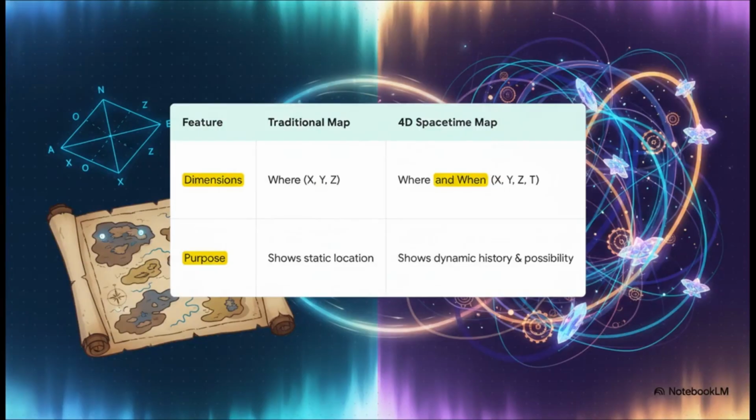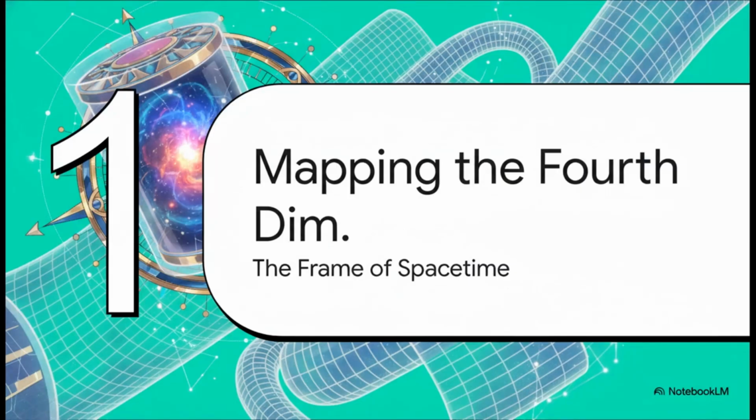Okay, to really get our heads around this, let's put it side by side with a regular map. Your typical map tells you where something is. That's your X, Y, and Z coordinates. It's basically a snapshot, frozen in time. But a 4D space-time map adds that fourth dimension, T for time. And boom, suddenly its purpose isn't just showing a static location. It's about revealing a dynamic history, the entire flow of events.